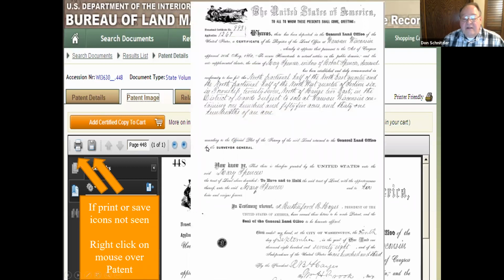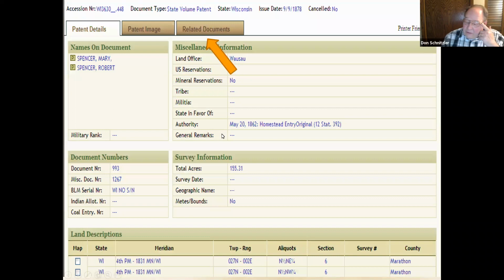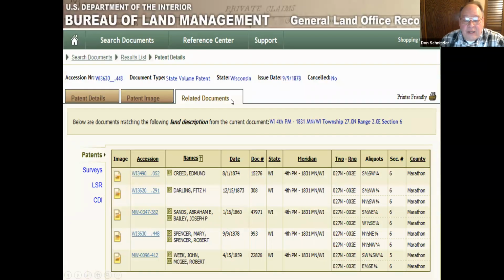The other thing that shows up on this site that I think is kind of interesting is the related documents. You can click on this link here and it will bring up related documents. What that does is show you who all the neighbors were. So you have Edmund Creed, Fritz Darling, people that were neighbors to the Spencer family that had adjoining property. And so you can find out who some of the other people were in the area. You can see when they moved into the area, or rather, when they proved their claim, as opposed to when your family did.